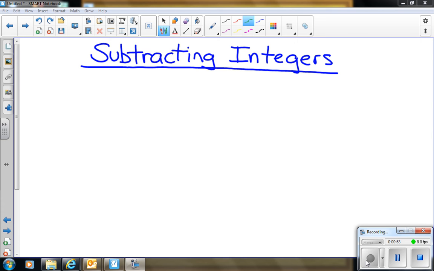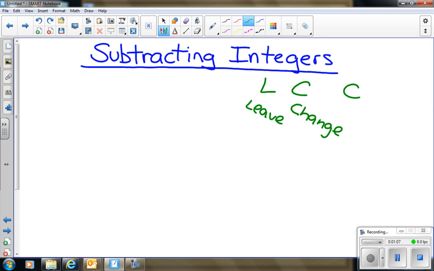Now, the method that we use in our class is called LCO, where the L stands for leave, the C stands for change, and the O stands for opposite. You're going to hear me referring to LCO all the time throughout the rest of today's lesson. That is what I'm referring to with LCO: leave, change, opposite. So let's go ahead and start off with a problem.